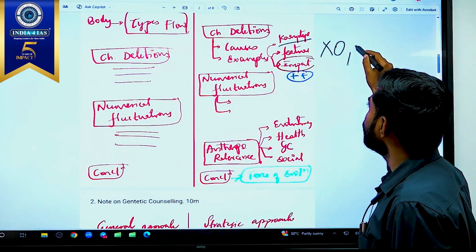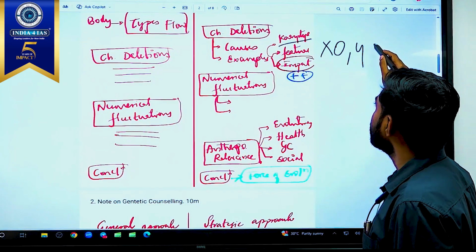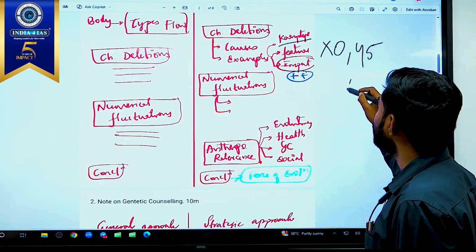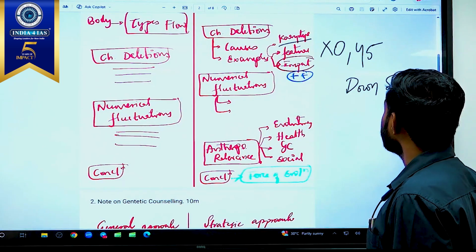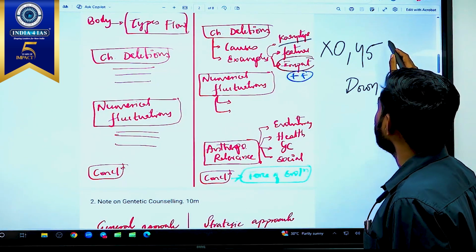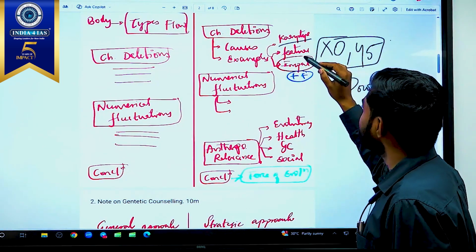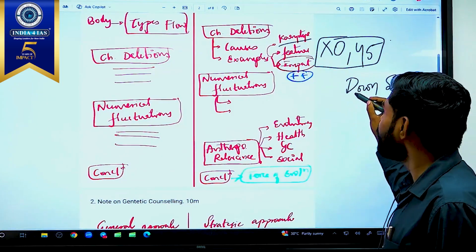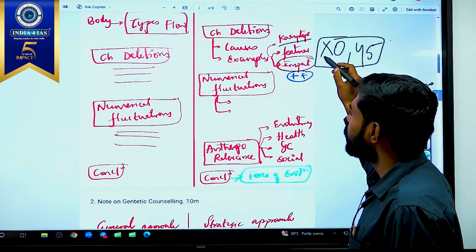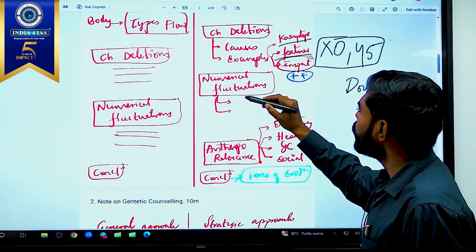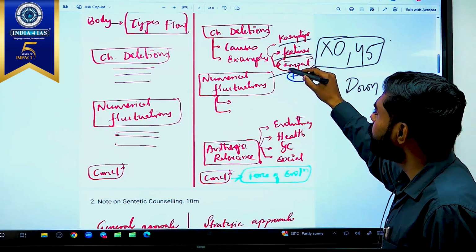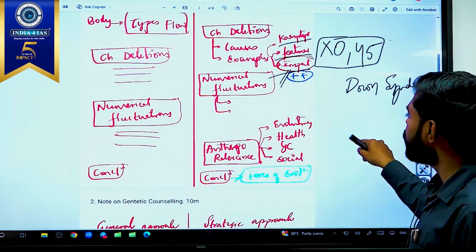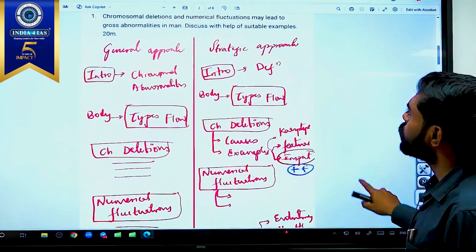X0, 47 for Down syndrome. So this is what karyotype presentation is. There is a standard notation for it. Please refer to it. And then features of it, and then impacts of it. All right. So the impact has to carry more weight because it is the main demand of the question.